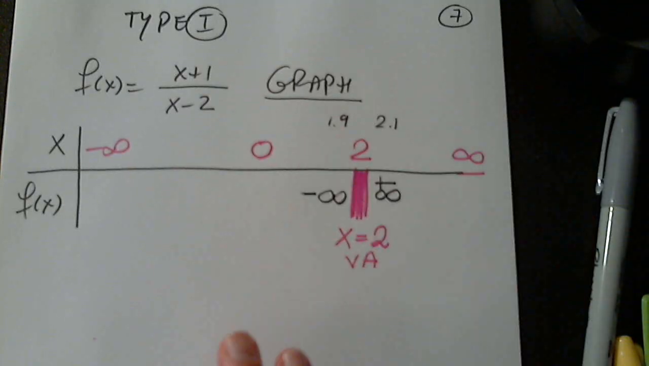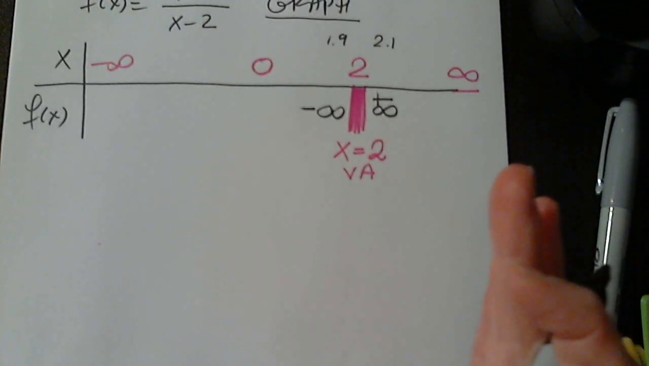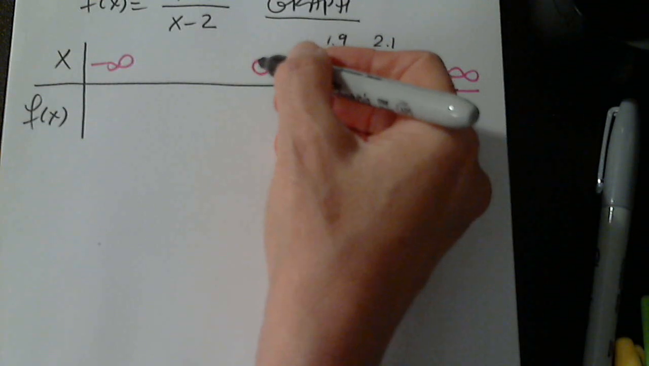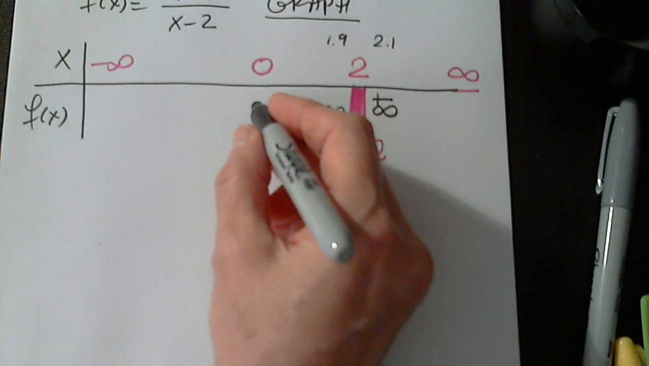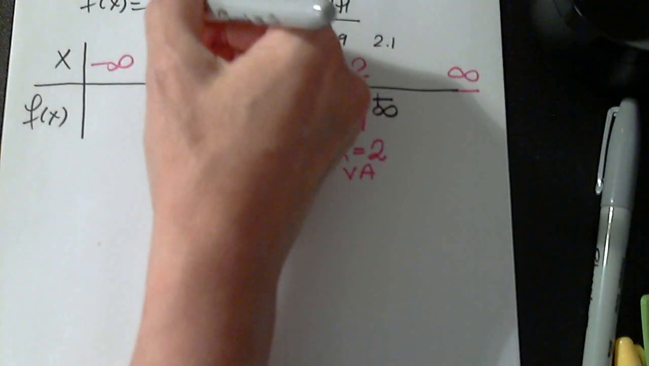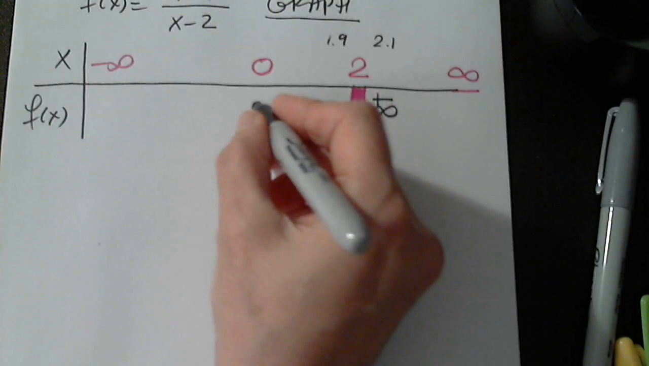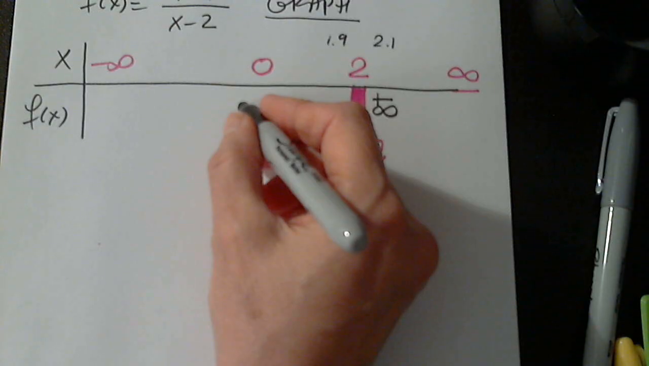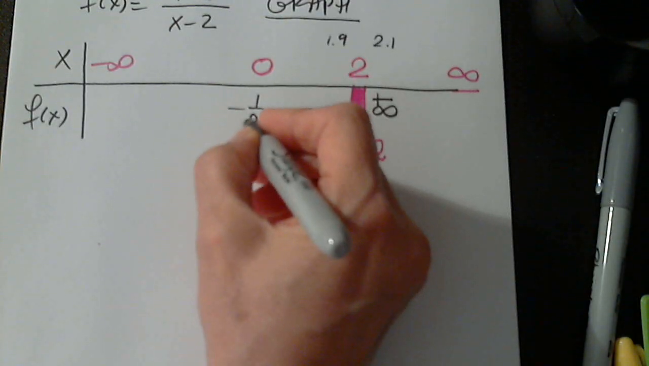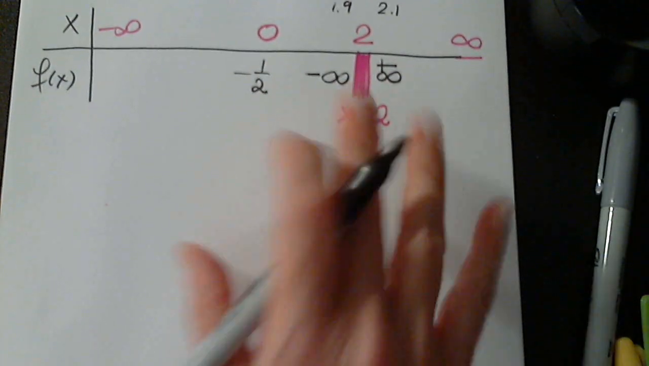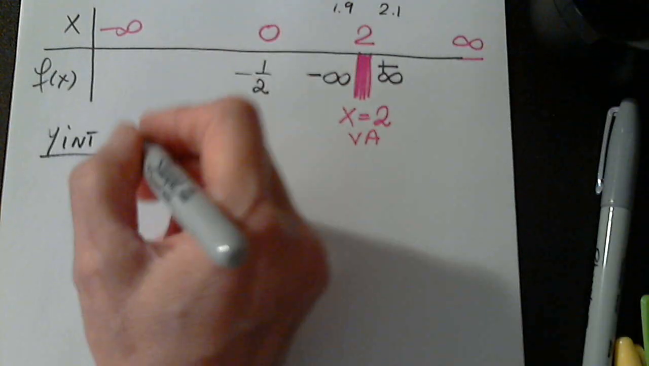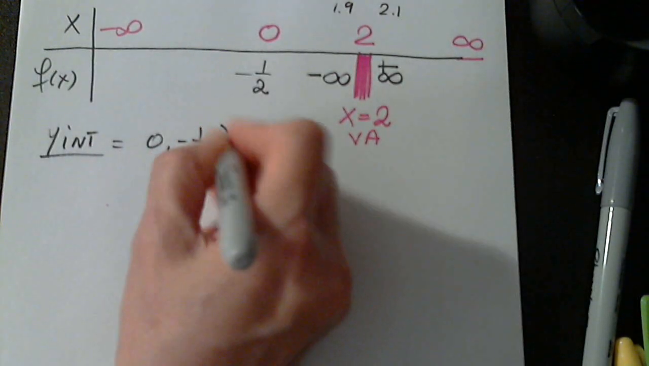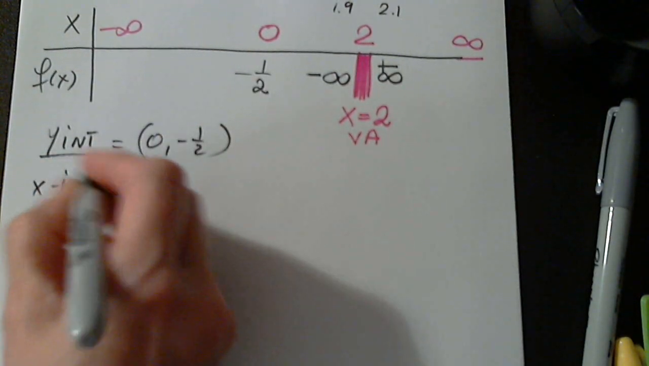Now, I have to find x and y intercepts. So first I have to plug in 0 here and tell me what is the y-intercept when we plug in 0. Negative 1/2. That's it. Good. Next, I need to find the x-intercept.